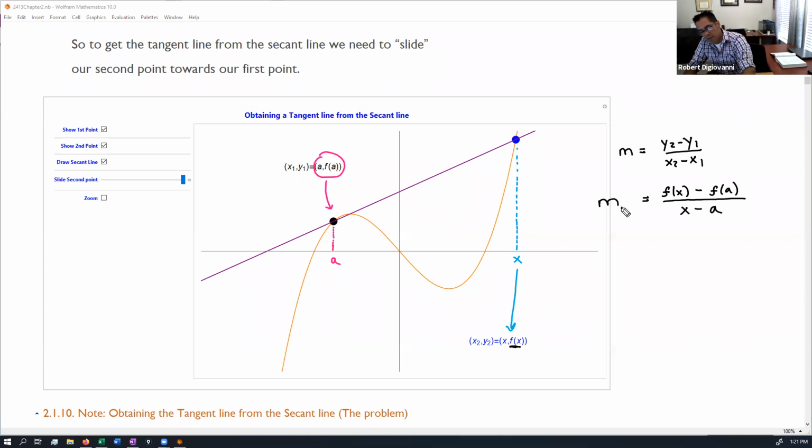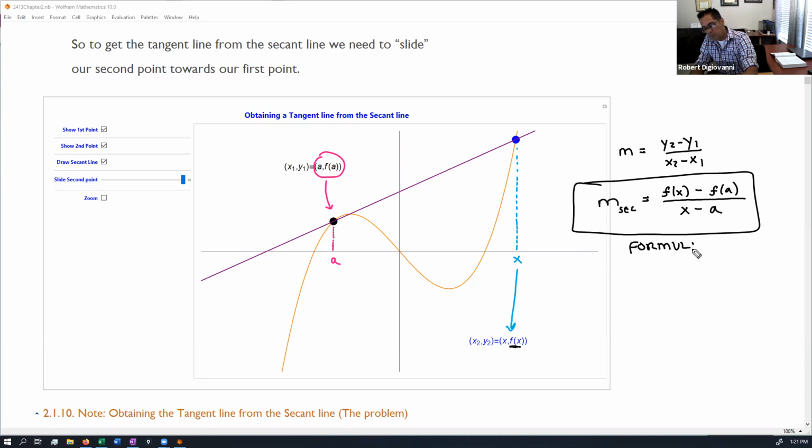I'm going to put in a subscript SEC. This is the slope of the secant line. You all agree with that? If somebody told me what the function was, I could do this. Right now, no one told me what the function is. So this is almost like a general formula, isn't it? This is a formula that would give you the slope of a secant line on a function between the x coordinates a and x. You with me?